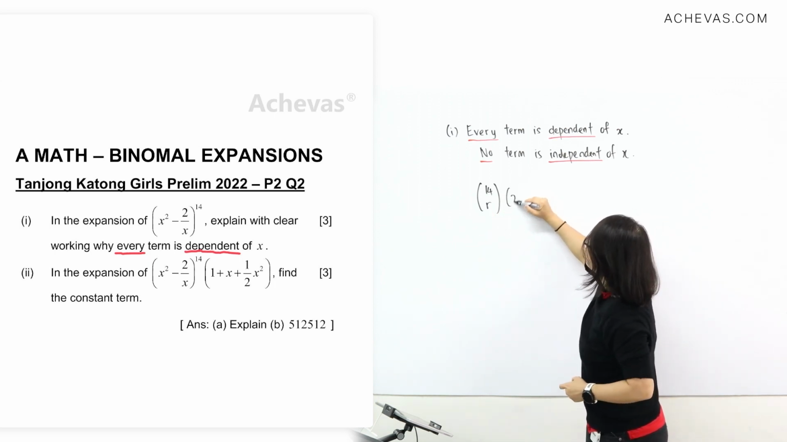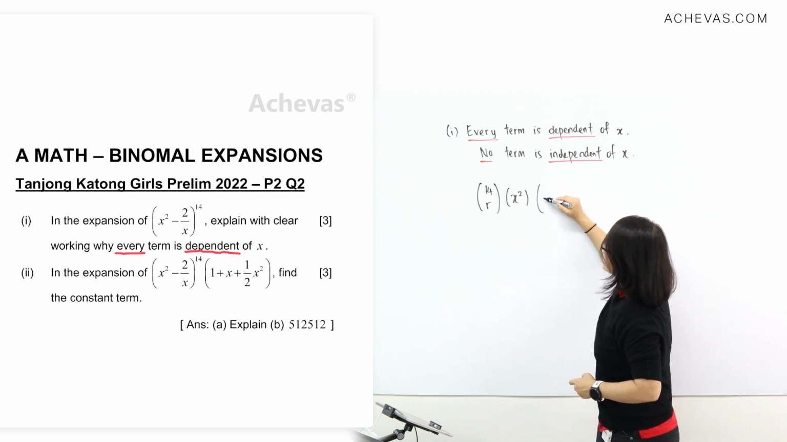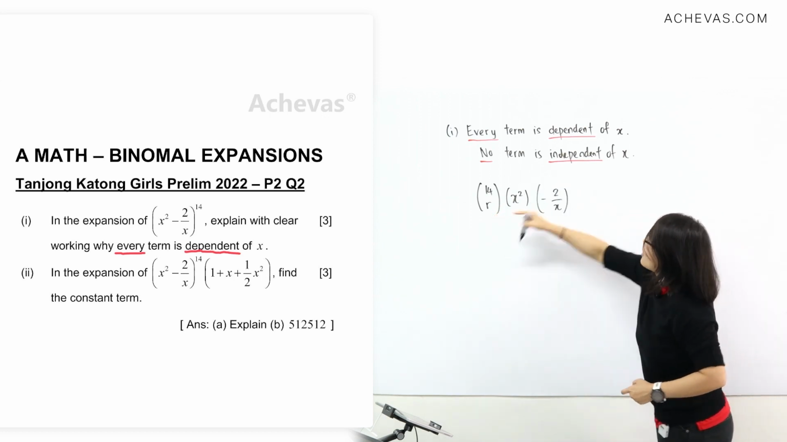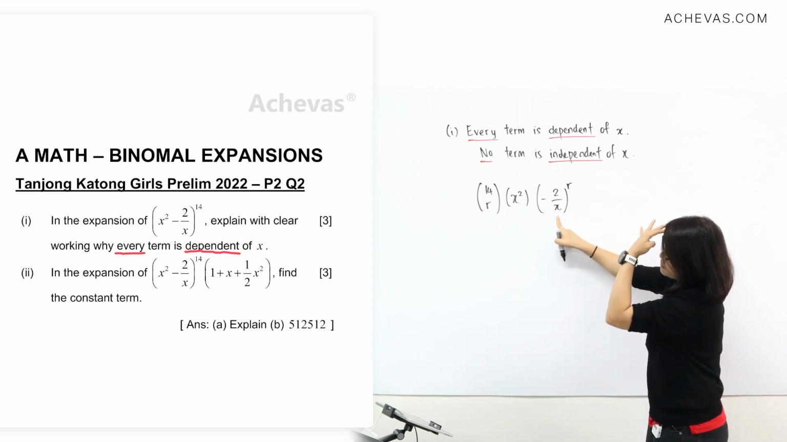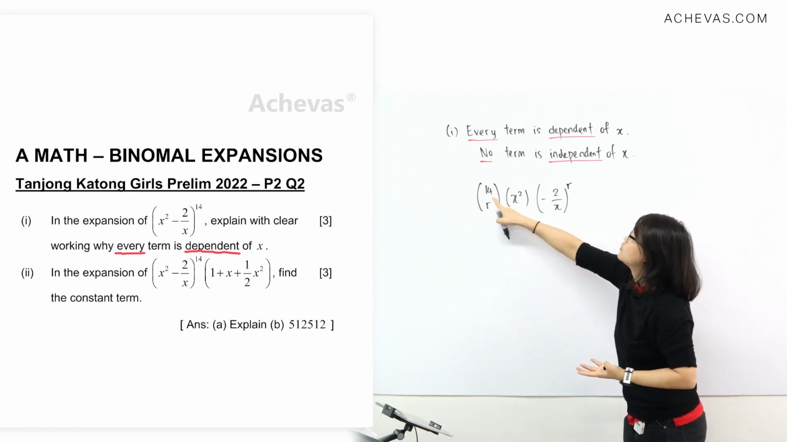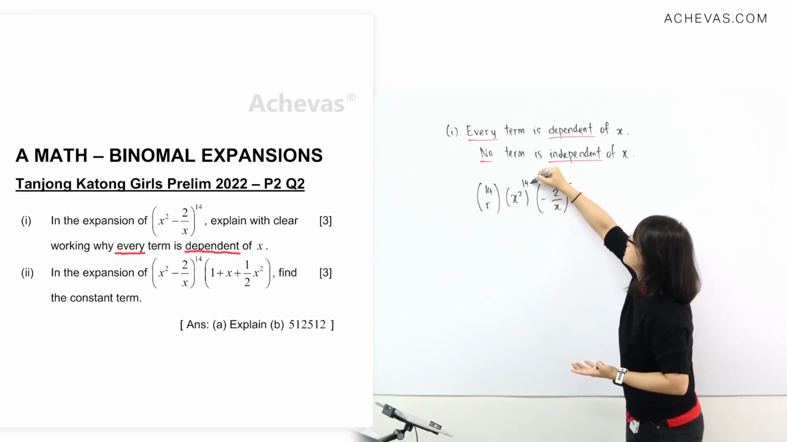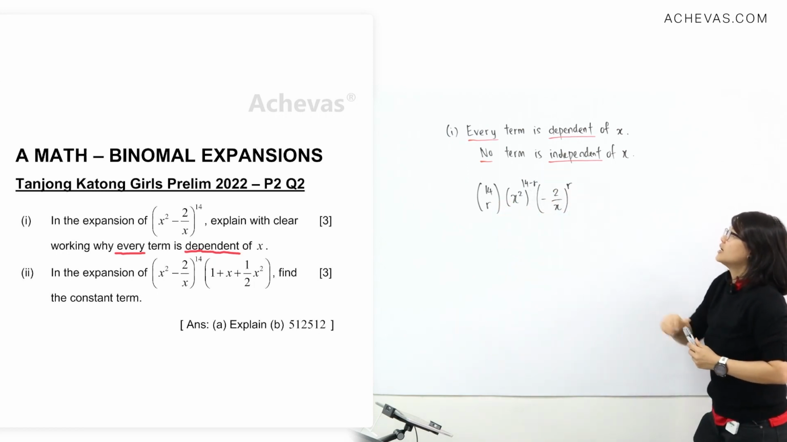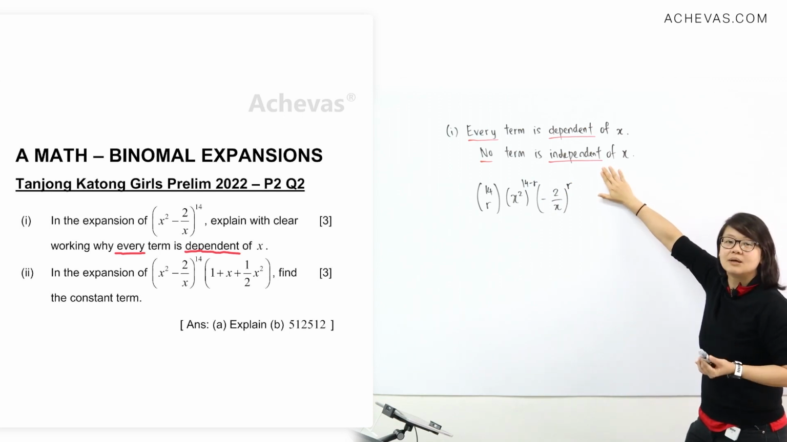Let's pick the two terms out. First term, x squared. Second term, minus 2 over x. Now I'm going to put r as the power for the second term, and this one here will take the remaining power, which is 14 minus r. Now we're going to check no term independent of x, meaning we are going to check power 0.